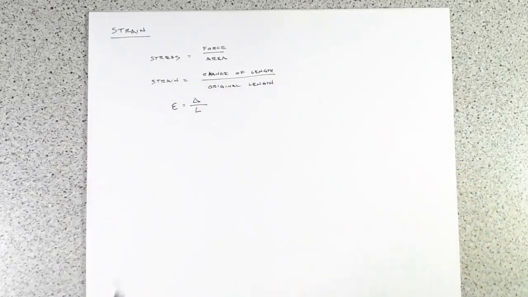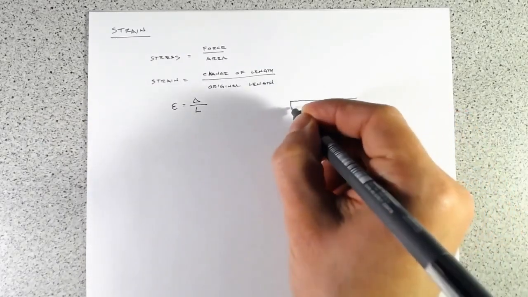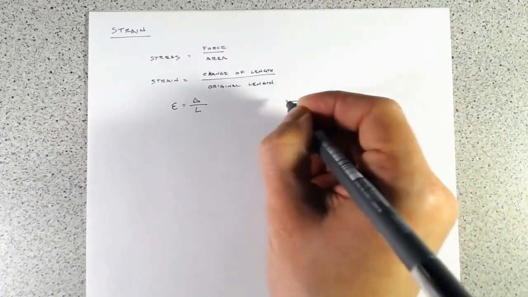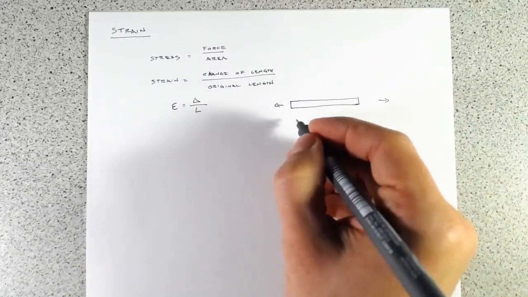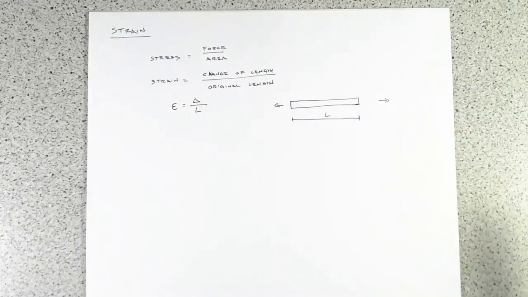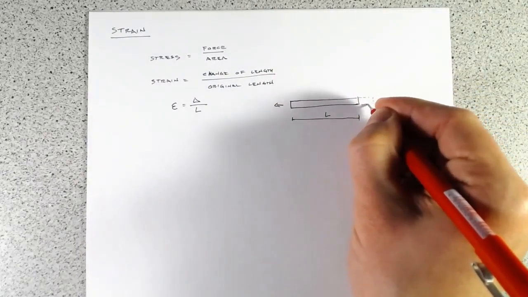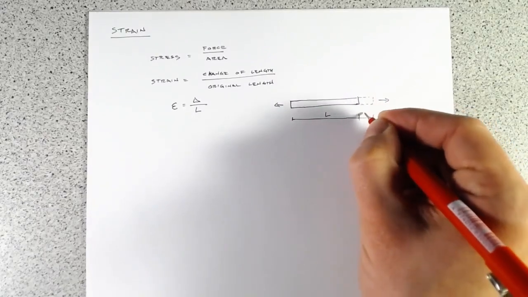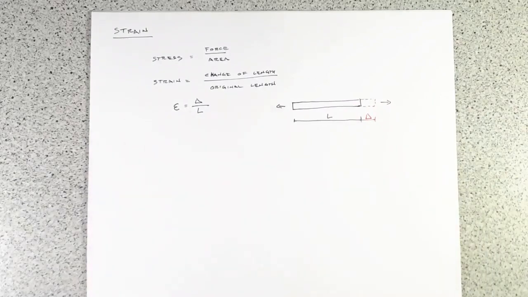So if we take a small bar here, and we pull it, it has some original length L, and then we extend it by some distance delta. Well, that's just our strain, this delta over L.